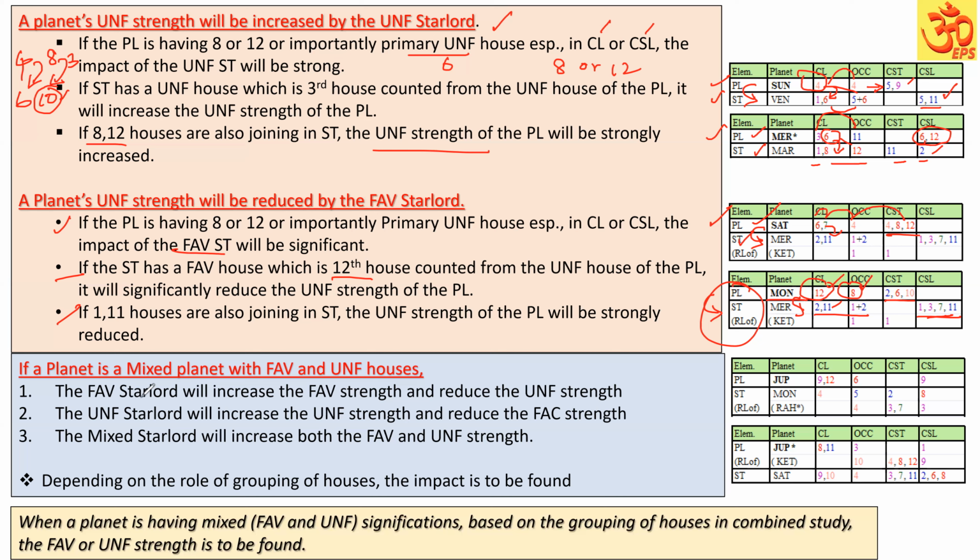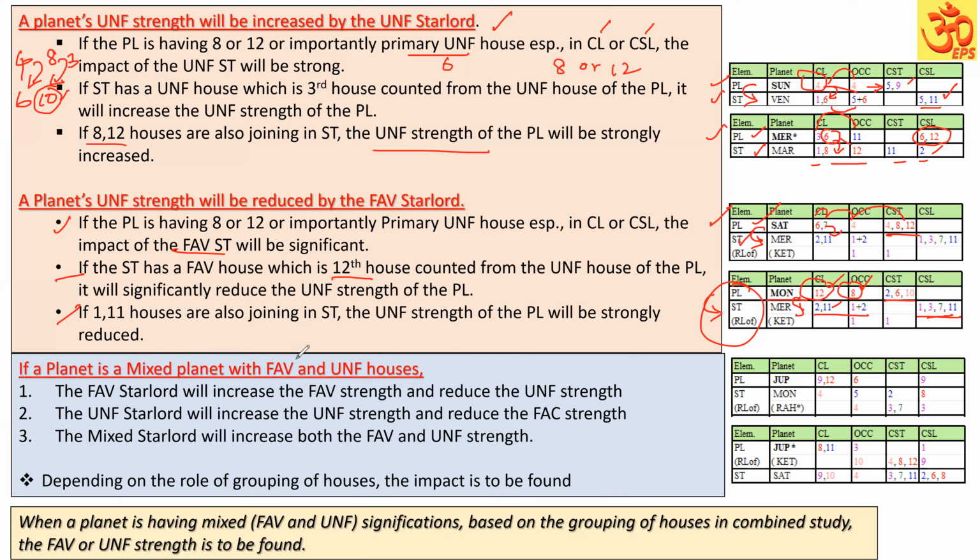The next one we have studied: the planet is favorable and the planet is unfavorable, with the combinations of favorable star lord and unfavorable star lord. Now we are going to see the mixed planet. Your planet is a mixed planet with favorable and unfavorable houses, but of course, in all the examples we studied, we discussed such mixed significations only. If your planet is a mixed one, the favorable star lord will increase the favorable strength, and the unfavorable star lord will increase the unfavorable strength, right?